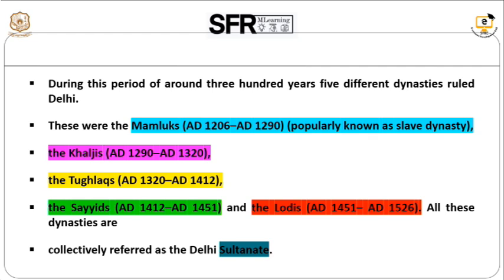Next comes the Tughlaq dynasty. They ruled from 1320 to 1412 AD. And then came the Sayyid dynasty, 1412 to 1451 AD. They ruled between these years. And the Lodi dynasty, that is the last dynasty, ruled from 1451 to 1526 AD. And all these dynasties are collectively referred to as the Delhi Sultans or Delhi Sultanate.